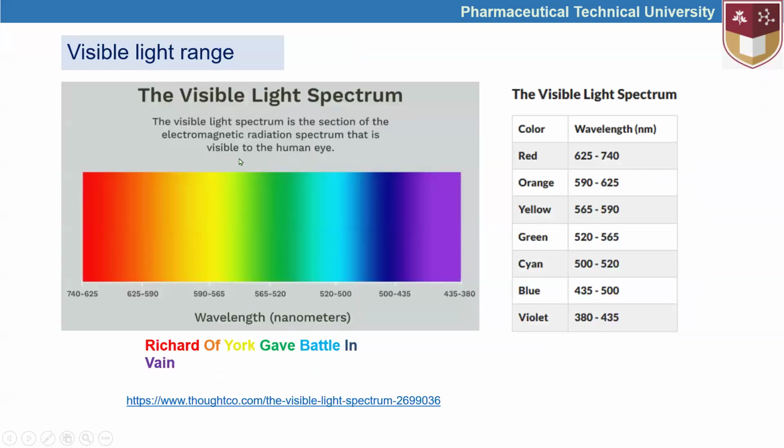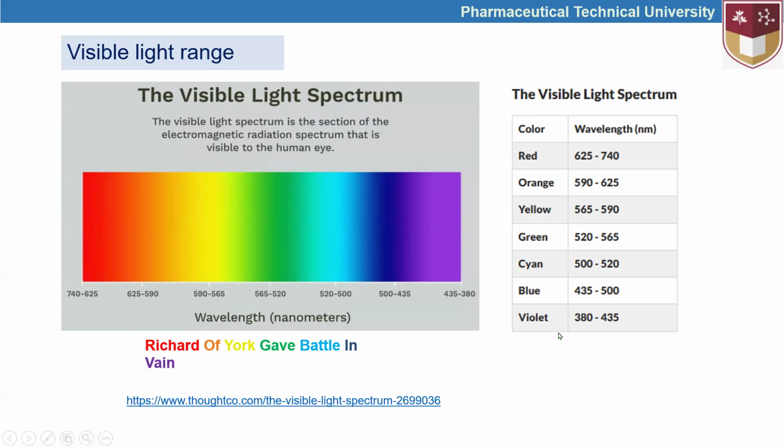This is the visible light spectrum. What we need to understand from this is that it starts from violet and ends in red. To remember the sequence of these colors, you can keep in mind: Richard Of York Gave Battle In Vain, for red, orange, yellow, green, blue, indigo, and violet.